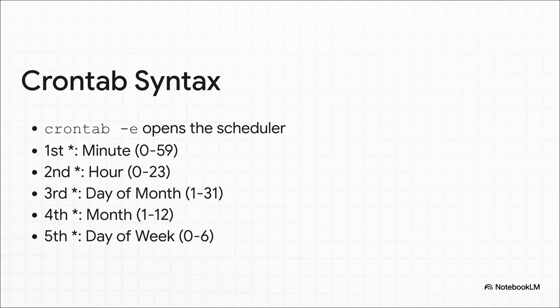Now I know, the syntax looks like gibberish at first, just 5 asterisks. But it's just a secret formula for time: minute, hour, day of the month, month, and day of the week. So 0 2 * * * literally just translates to run this script at the 0 minute of the second hour, so exactly 2 a.m. every single day of the year.